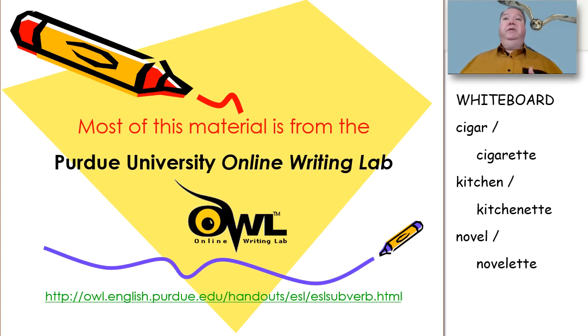So most of the material is from there, and you can see a link at the bottom of the slide here if you're interested in looking at that. And you can find this online very easily. It's just owl.english.purdue.edu. Edu is the initials or the letters we use in the U.S. for schools, for education, as opposed to Korea, where it's ac.kr, where AC is for academic.